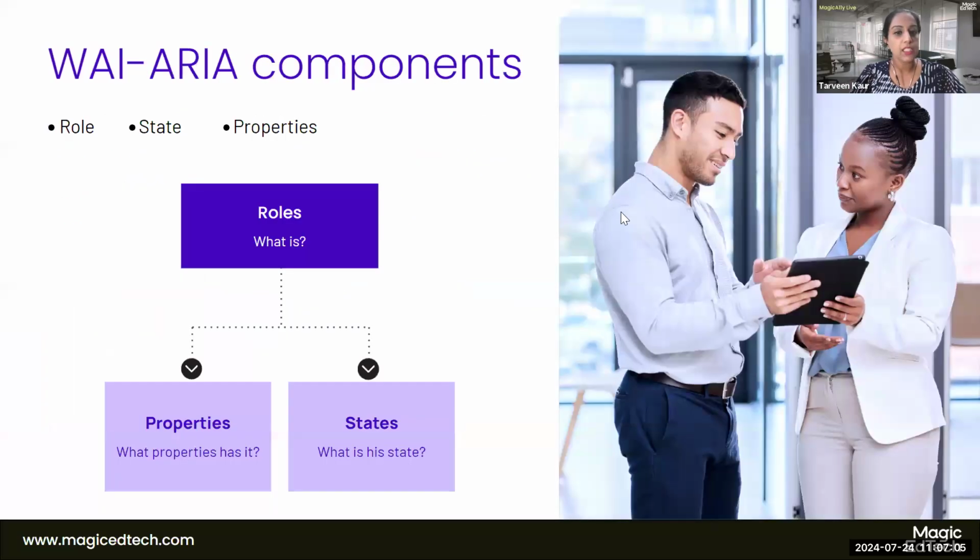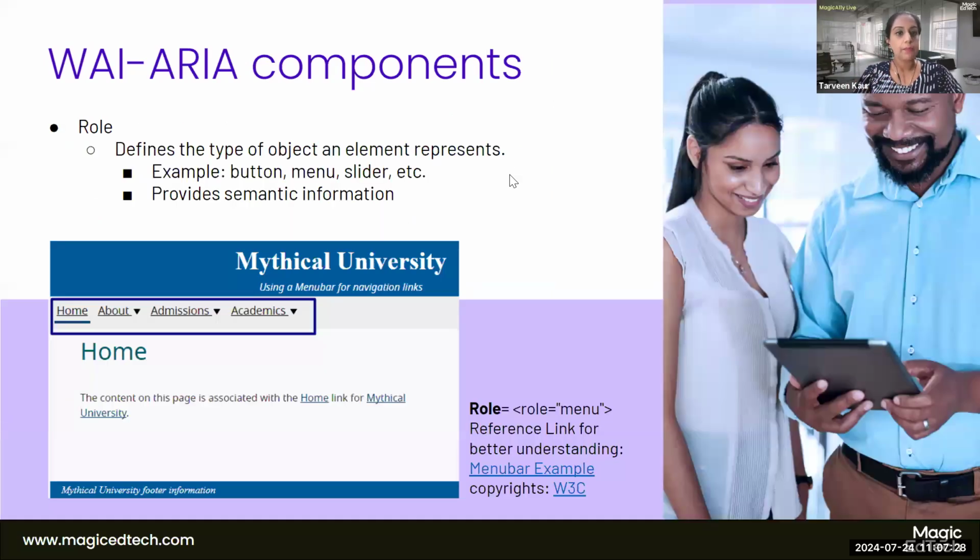Moving on to next slide. Now, what are the ARIA components? So we have three different categories, how ARIA are being detailed out. They are being detailed as role, state, and property. Now, what is role? What is its property? And what are its states? We'll be talking in upcoming slides.